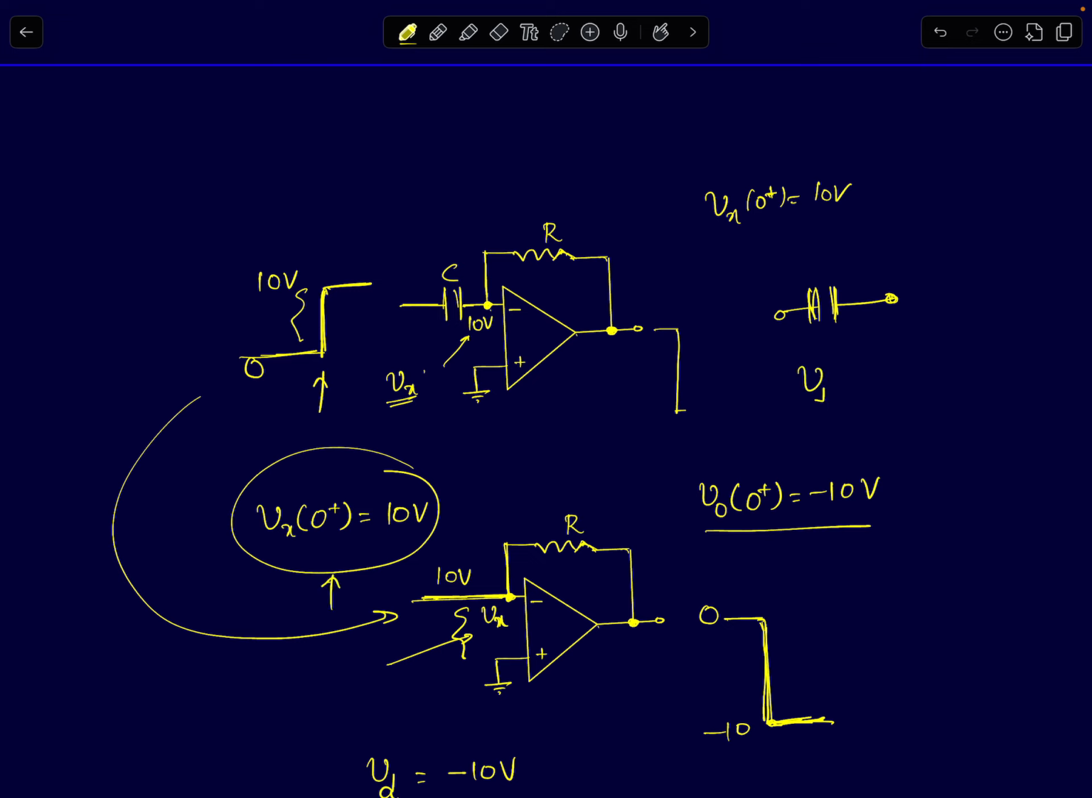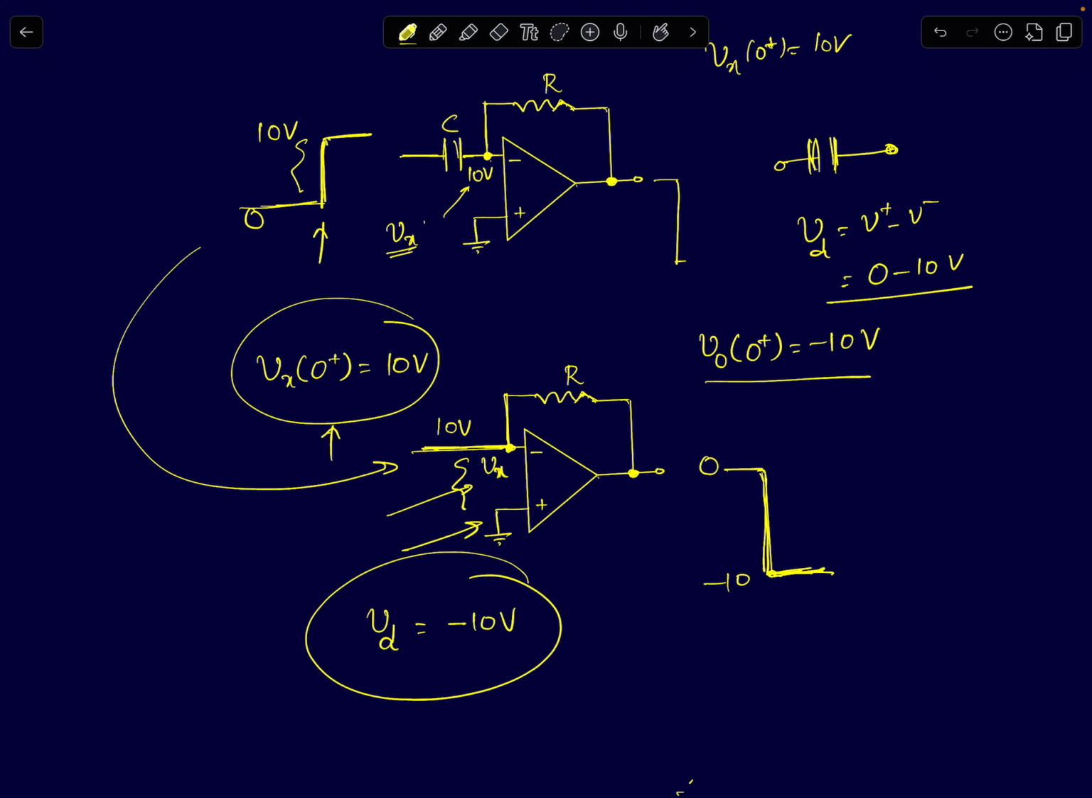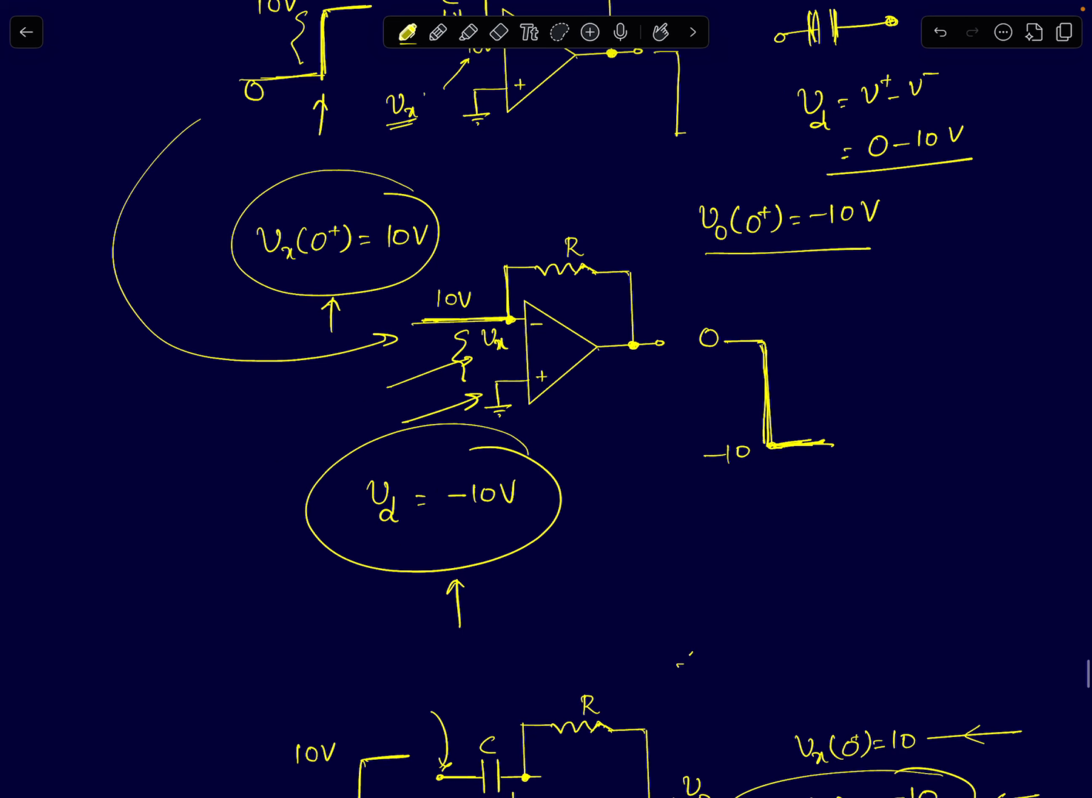The differential input voltage appearing across the op-amp is V plus minus V minus. V plus is at 0 volts, V minus is 10. So the differential input voltage across the op-amp is minus 10 volts. So what happens? Your output will be immediately forced to go from 0 to minus Vsat. In this case, it's minus 10 volts. So this is what happens. Your output jumps from 0 volts to minus 10 volts at t equal to 0.